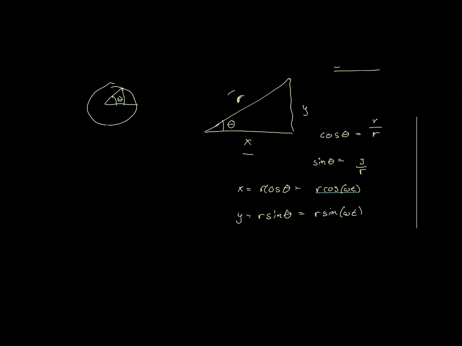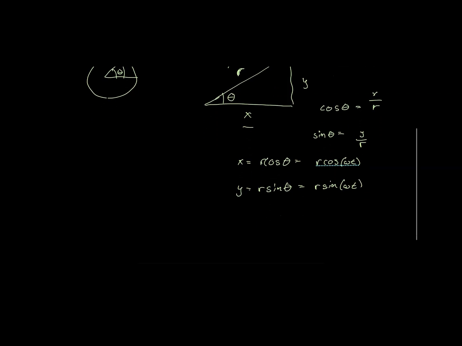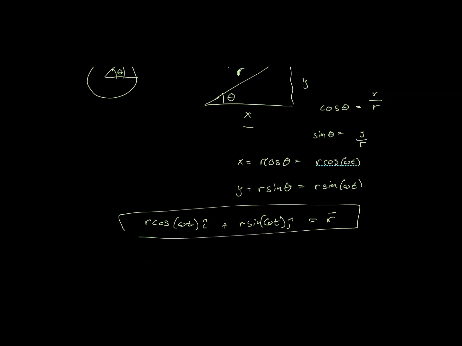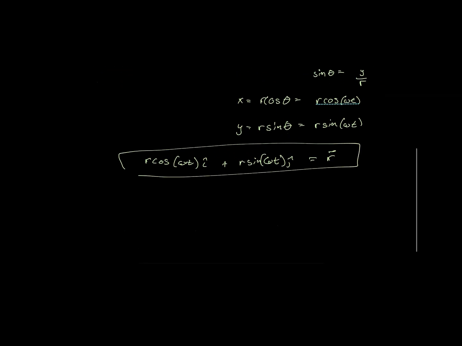So that's pretty straightforward. So all you're doing is adding x and y, then you need the vector component. So r cosine omega t i hat plus r sine omega t j hat, and this is equal to r. Okay?